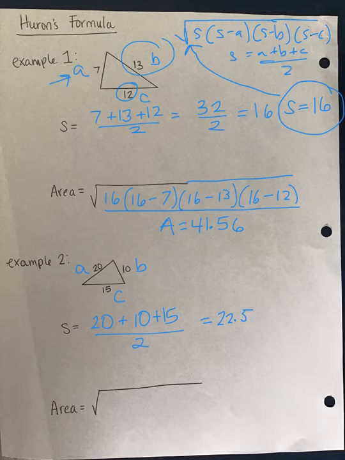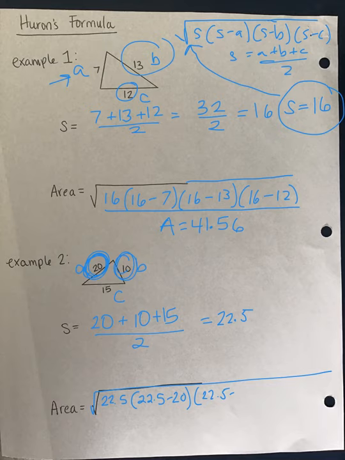That one's a little bit more annoying because that means you're going to have to type in 22.5 for everything here. This one's going to be big. So it's going to be 22.5, because that again in the formula is our first S, times 22.5 minus our A, there's our A, it's 20, times 22.5 minus your B, here B is 10, times 22.5 minus your C, which is 15.